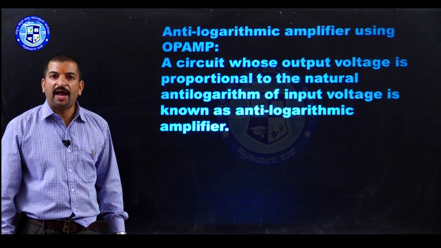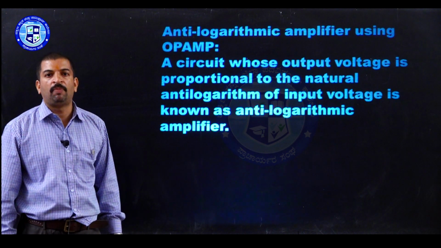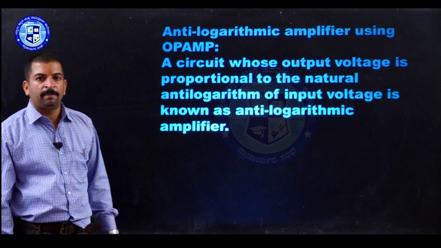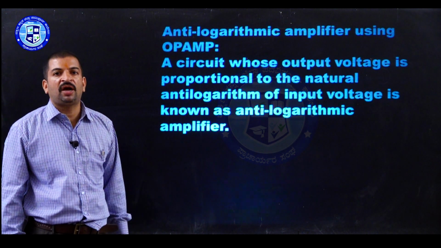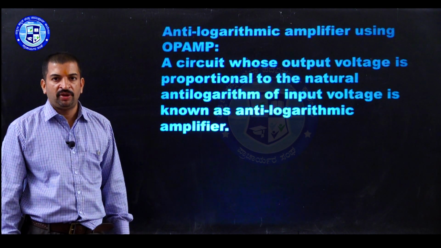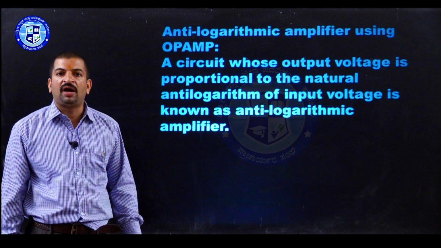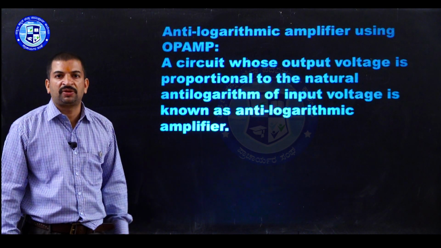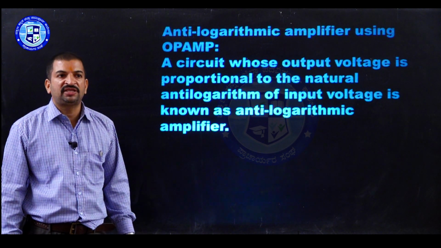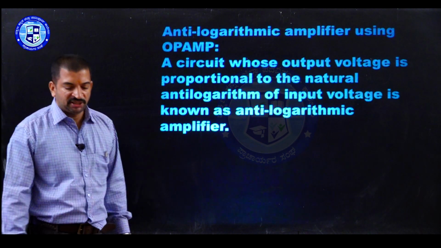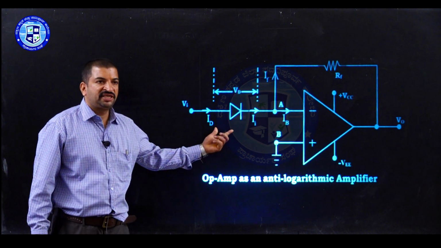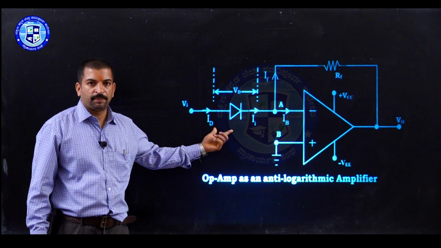Next is the anti-logarithmic amplifier using op-amp. An anti-logarithmic amplifier is the one whose output voltage is proportional to the natural anti-logarithm of input voltage. This circuit can be constructed from the basic inverting amplifier circuit if the input resistor Ri is replaced by a semiconductor diode.